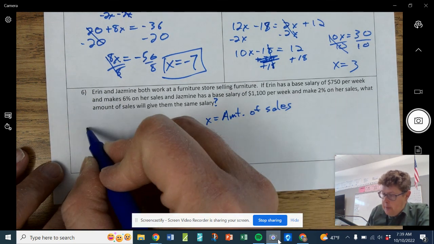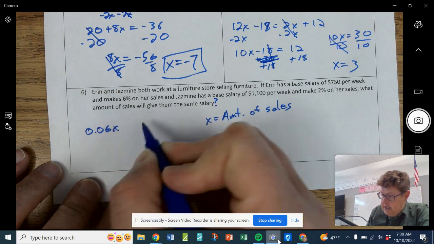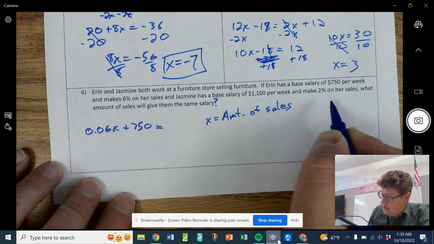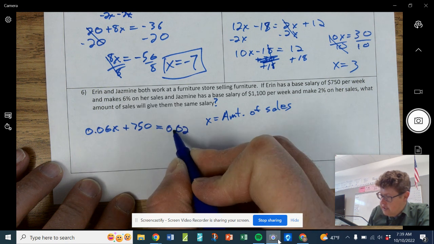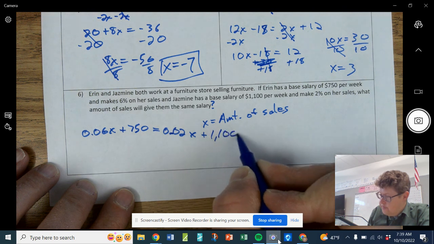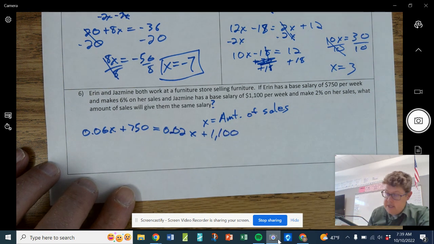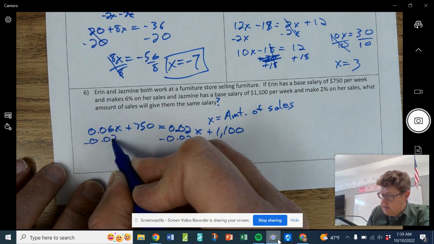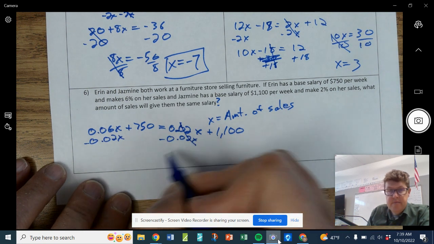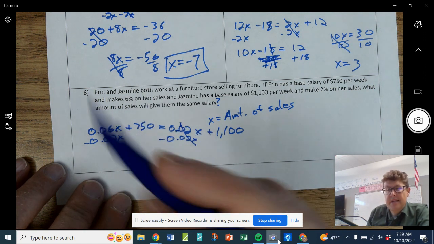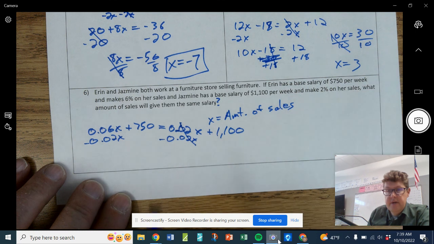So we'll say 0.06x plus 750. And we want to see when it's going to be the same. So I'm going to get this 0.02x plus 1,100. And then we just do the same thing. I know it's decimals, but we've got calculators, right? So I subtract that 0.02x over. The reason I like to bring it to the left in this case is because this number is bigger than this number. That's what dictates whether I go to the left or the right. I bring the smaller number to the side of the bigger number.